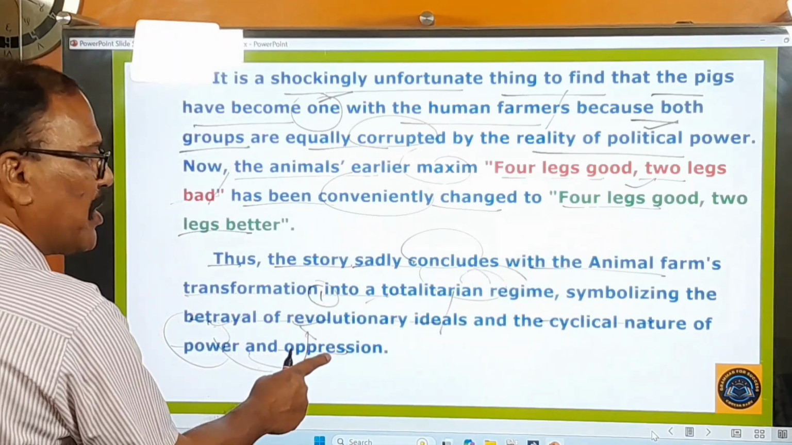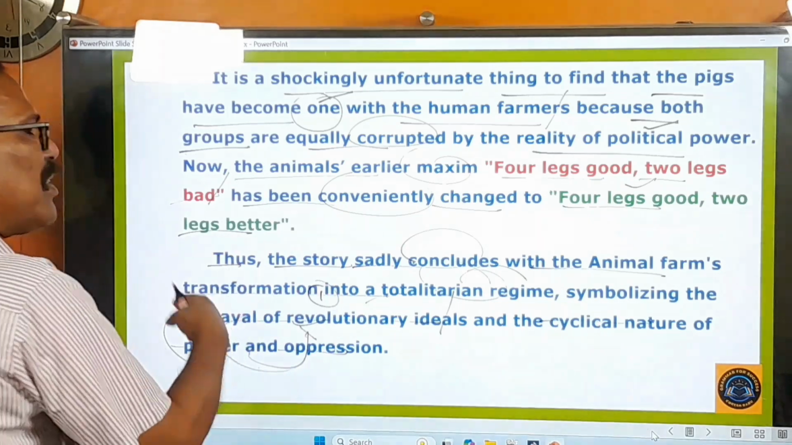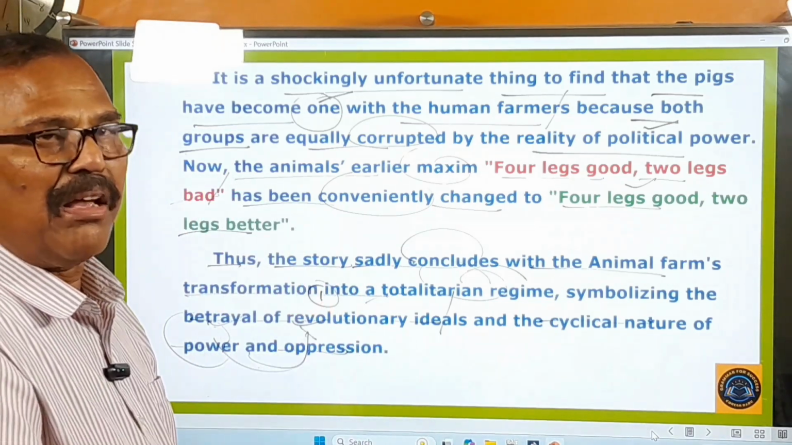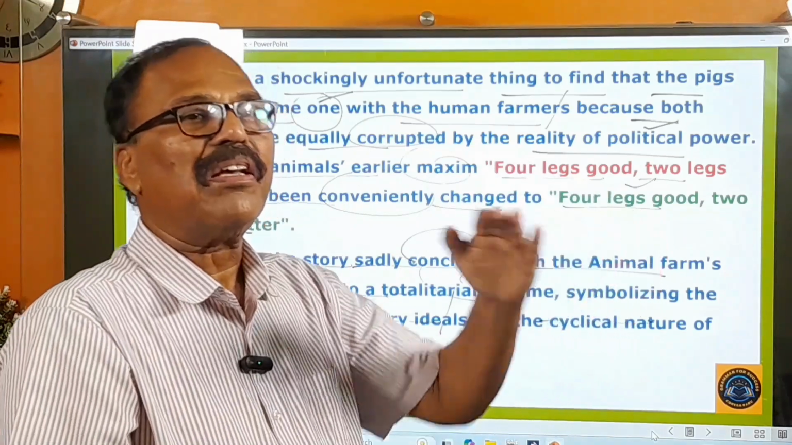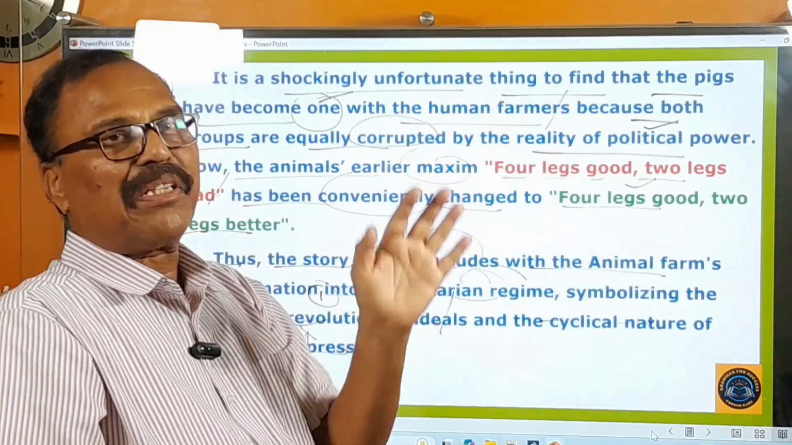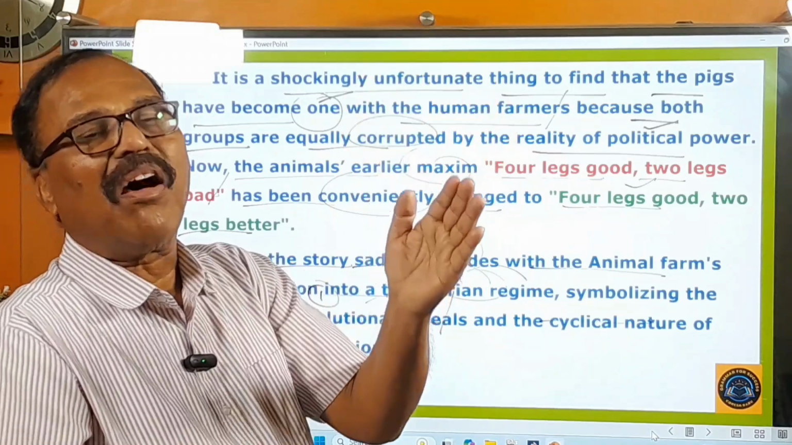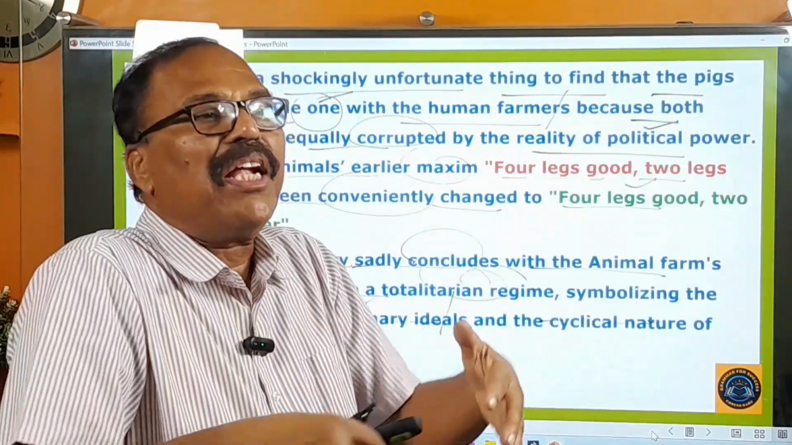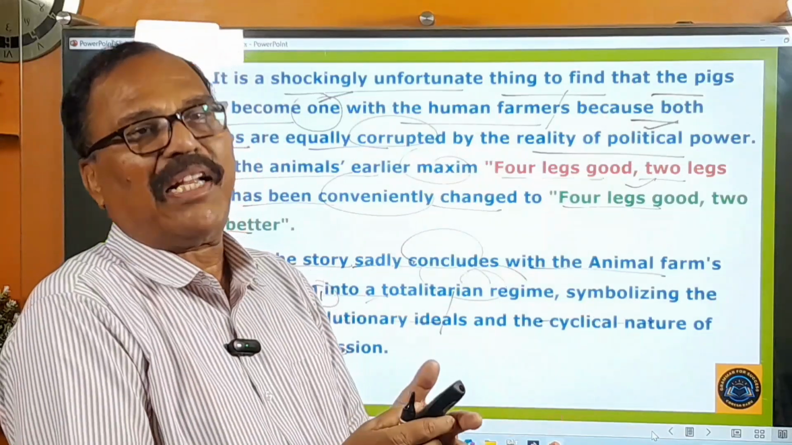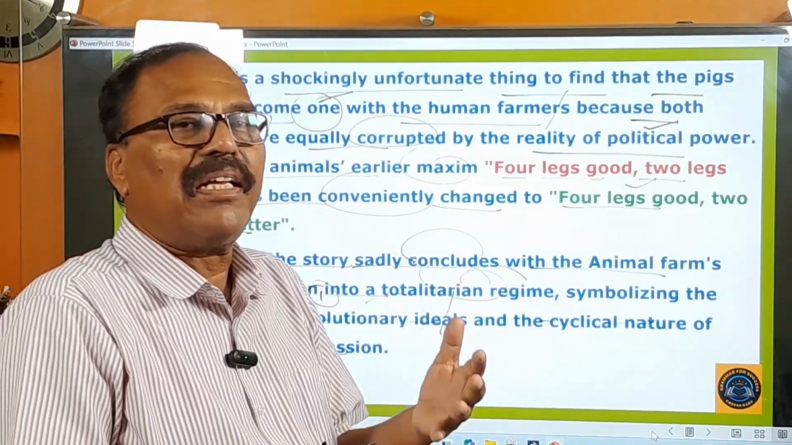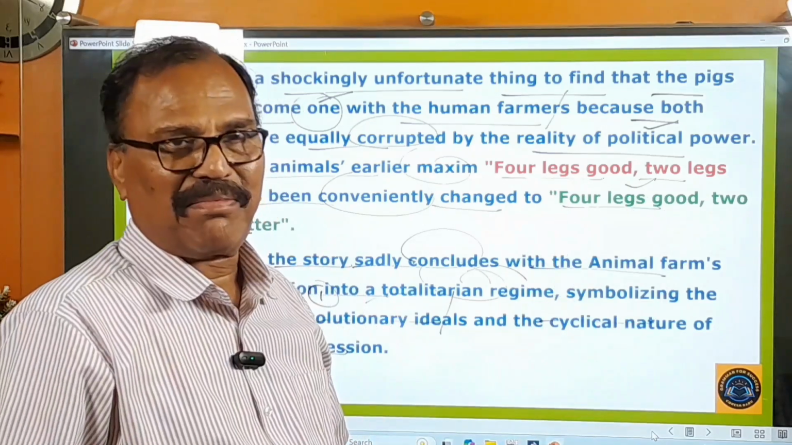power and oppression. So in this way, this Animal Farm ends very sadly. Earlier the Animal Farm was a democratic place, but now it has been transformed into a totalitarian regime, a totalitarian place and all that. This point you have to understand. So it is really a sad transformation.